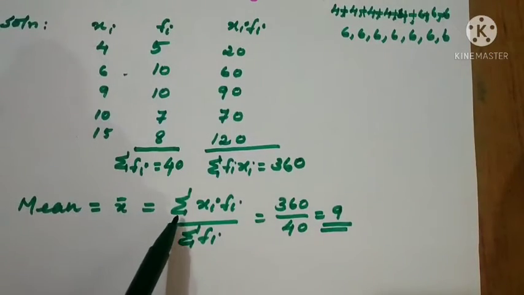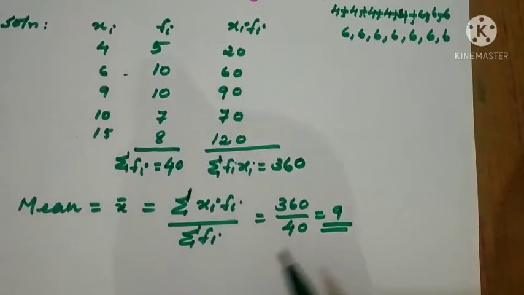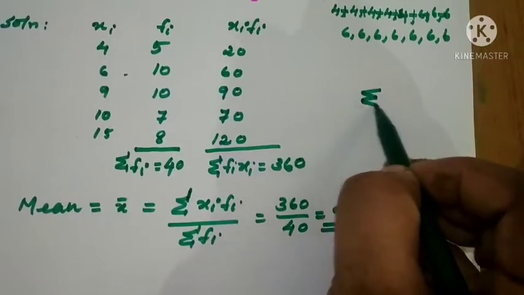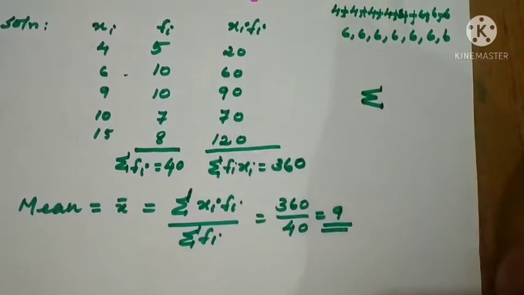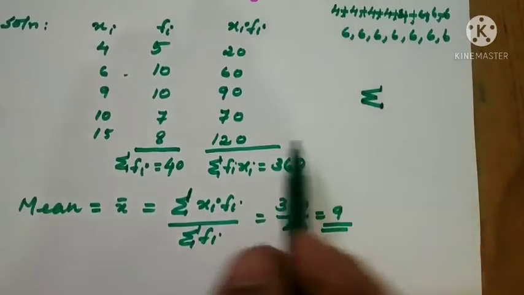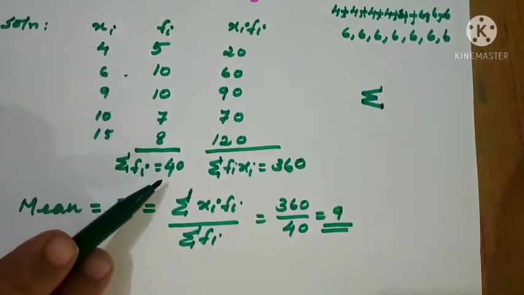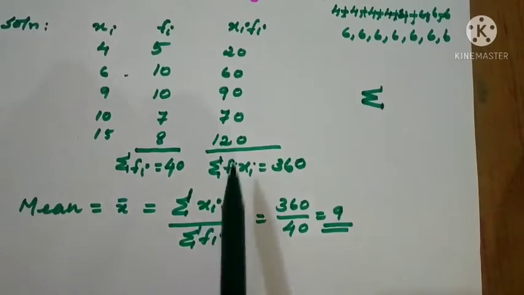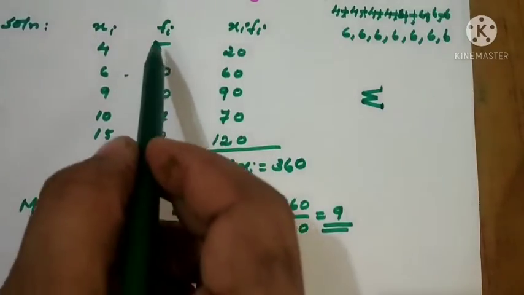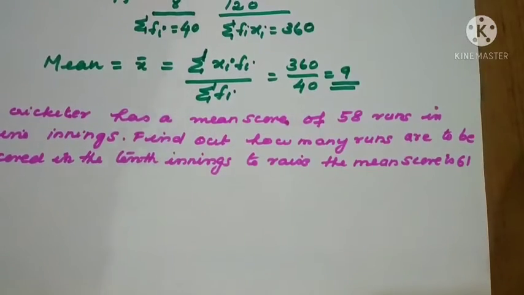What is the formula? You should remember, sigma xi fi divided by sigma fi. So sigma means summation, the sum of all these observations, and the sum of these frequencies, that is equal to 40. So we did the same thing, sum of the observations divided by number of observations.